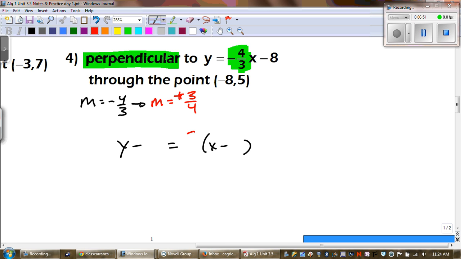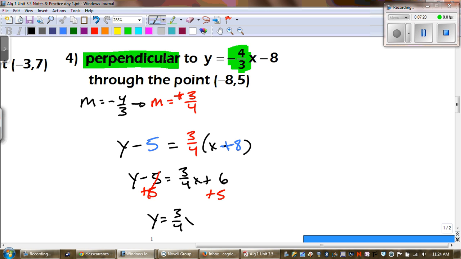Okay, let's plug in the information. That's where the slope goes. We got negative 5 plus 8. So y minus 5 equals 3/4 x plus 3/4 times 8 is 6. To get the y by itself, we have to add the 5 to the other side, and we get y equals 3/4x plus 11.